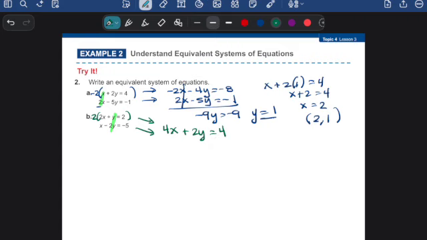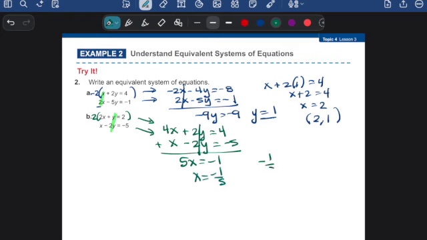Don't forget to multiply by the constant. Rewrite the second equation, lining up your like terms, so that's important. Make sure you line up the x's and line up the y's. Add the two equations together. My y variables cancel. I have 5x equals -1. X equals -1/5. Plug that into one of the equations.